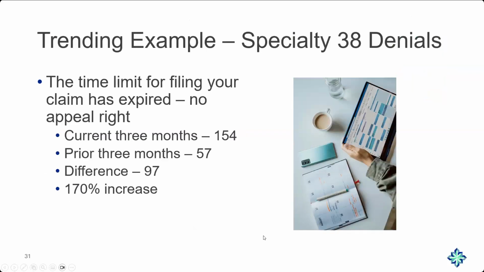So here I wanted to include, I mentioned to you before, trending that we've done. For time limit is expired, no appeal right, I want to show you the kind of data that we can quickly pull using that tool, that database. Current 3 months, 154 claim lines denied because the time filing has passed. The prior 3 months, we only had 57 denials. There's a 97 claim difference. That's a 170% increase since the last 3 month period.